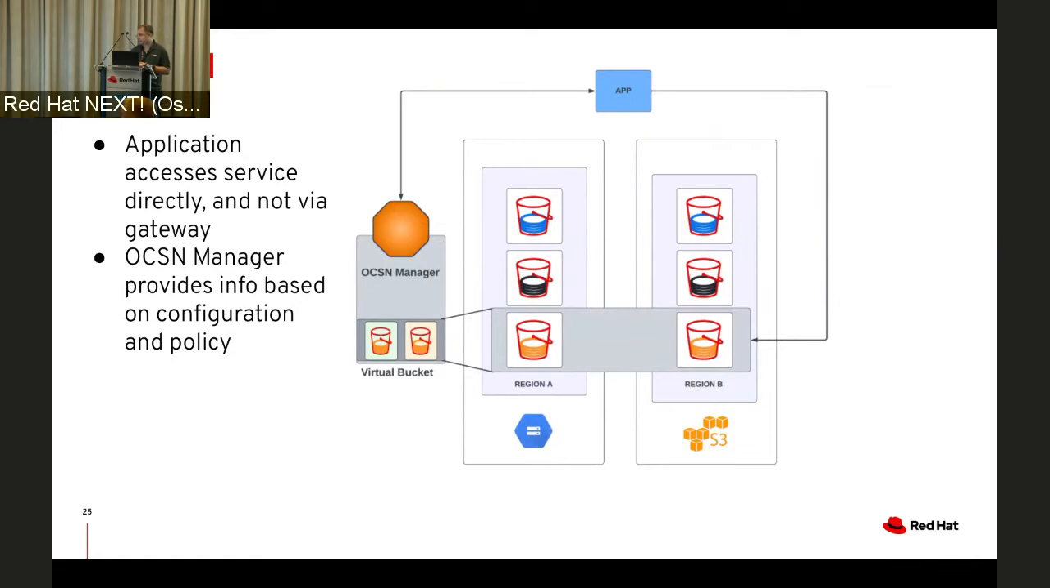The OCSN manager allows defining the logical connections between all the buckets that are needed to exist in order to facilitate the data replication. And it also provides an interface to orchestration systems and provides them with the required data needed in order for them to deploy the needed services and or the needed configuration.